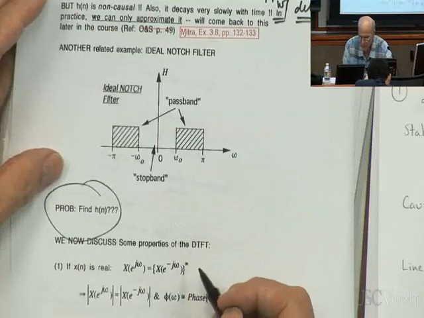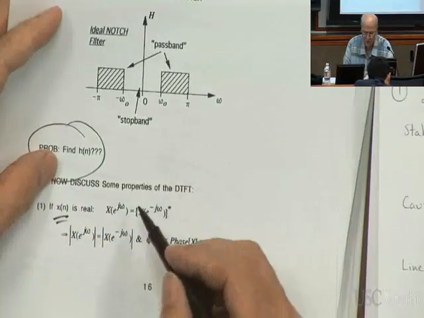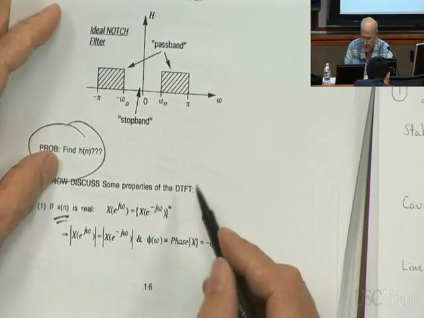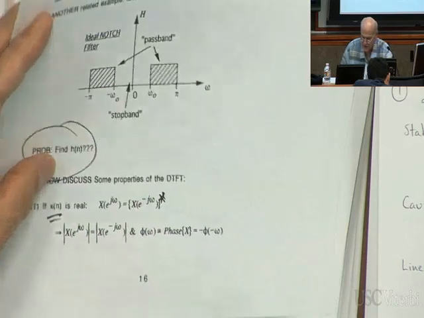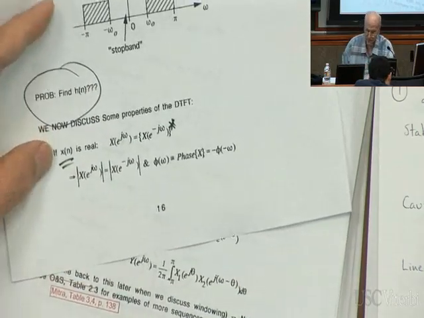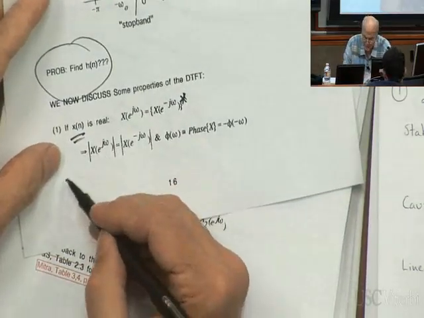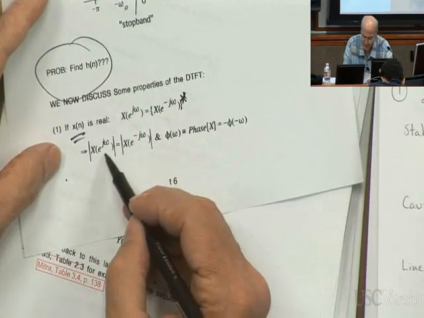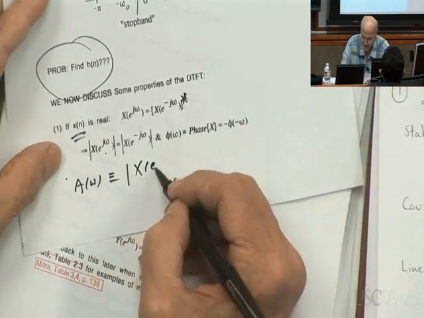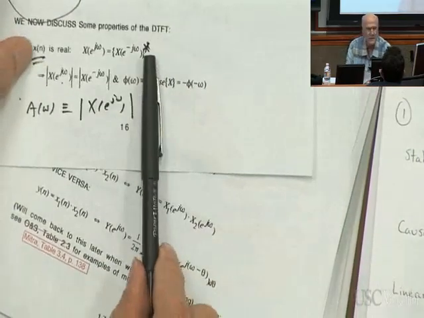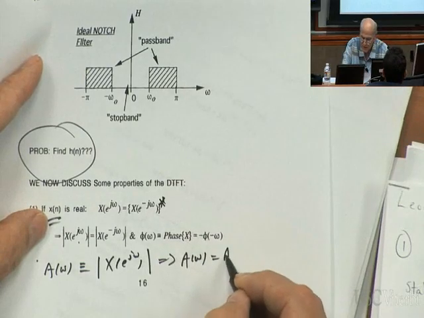Here are some basic properties of the DTFT. I'll highlight the more important ones. If x of n is real, then X of e to the j omega is the same thing as X of e to the minus j omega, but with a complex conjugate, okay? And that implies two things. Namely, the magnitude of X of e to the j omega, let's call that A of omega, implies that A of omega is equal to A of minus omega.